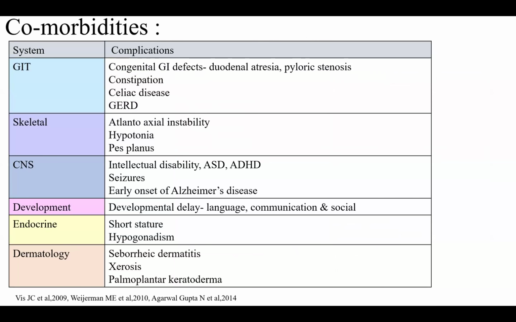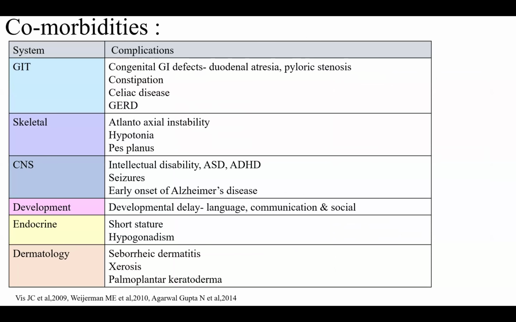GIT: congenital GI defects like duodenal atresia and pyloric stenosis are more common in Down's children, and they may also present with constipation, celiac disease, and GERD. Musculoskeletal includes atlantoaxial instability, hypotonia, pes planus, and in CNS, intellectual disability, ASD and ADHD could occur. Seizures can occur, and early onset of Alzheimer's disease is one of the important comorbidities in Down syndrome.